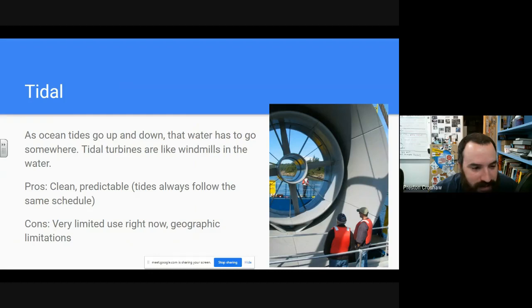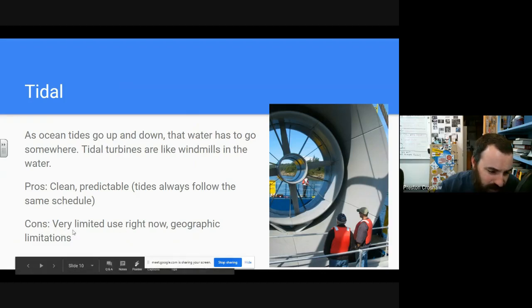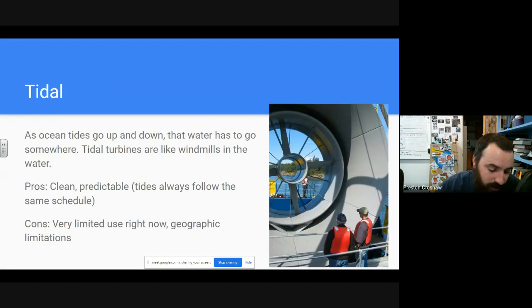Today, tidal energy is essentially using a windmill in the water. So it's like a wind turbine in the water. It's predictable. The tides always flow on the same schedule. Again, there's very limited use. There's geographic limitations because you have to be near the coast, and that generally means that you have to find a specific place, and there's some problems with maybe disrupting fish and migration and all that stuff. So there are some issues, but I think this is a super cool one. If you want to check it out, a lot of really interesting research is being put into tidal energy.